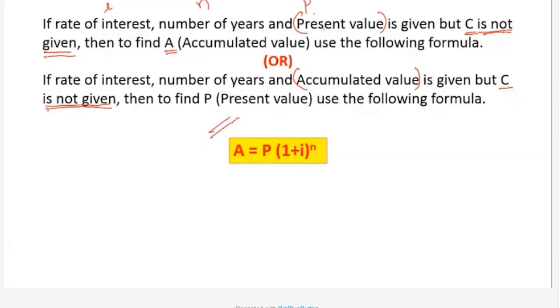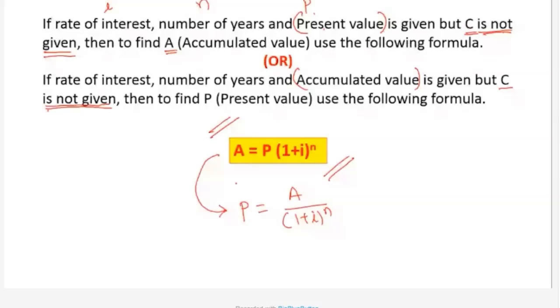Make a note of this formula. C is not given. A or P is given, either of them, to find A or to find P. Suppose A is given and P is required, you can still find it out. The formula is the same for both. At the most, you may say P is equal to A upon 1 plus I raised to N. Agreed? I'm not giving you another formula, but this formula is derived from this. Yes or no?